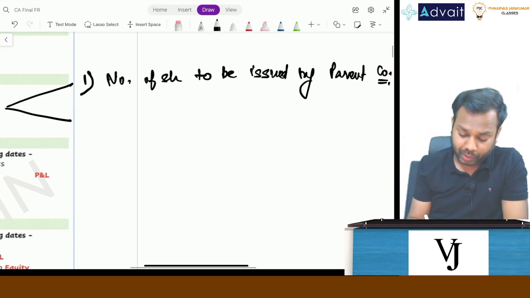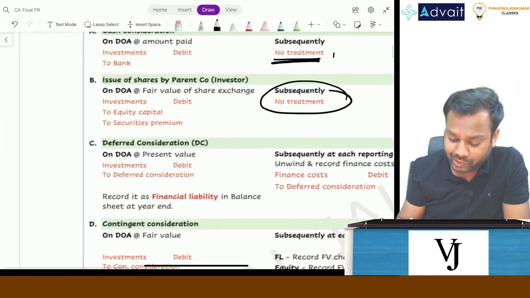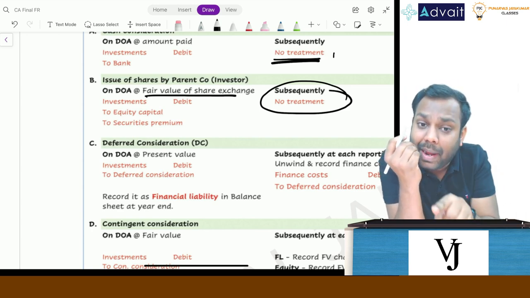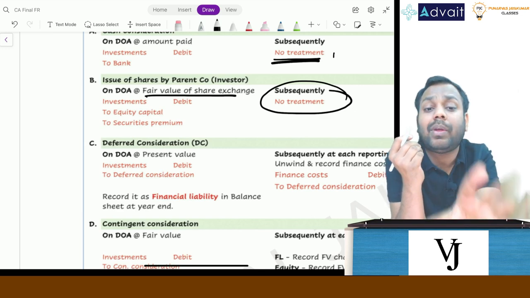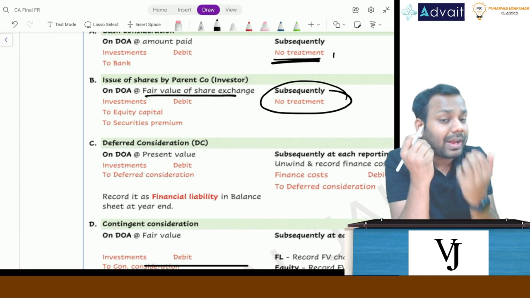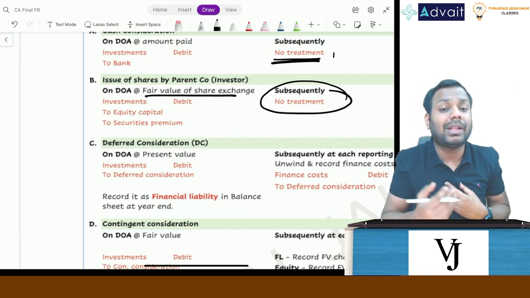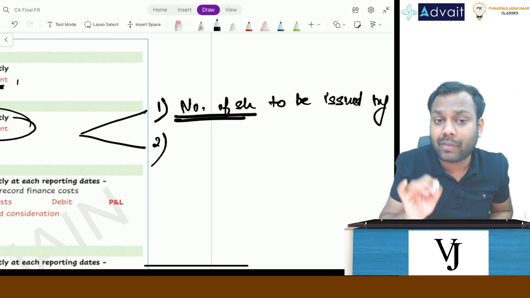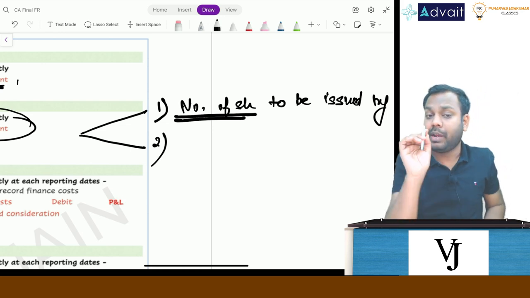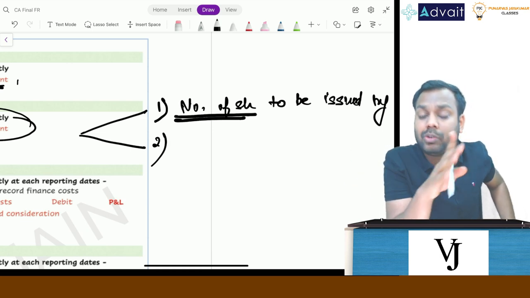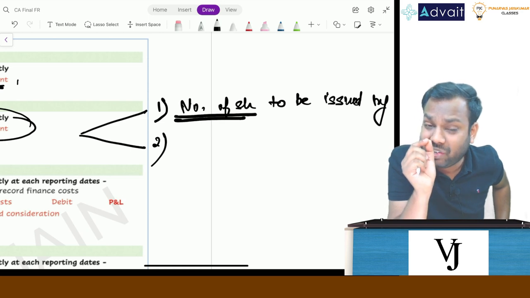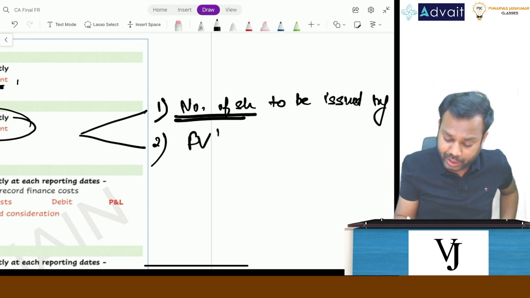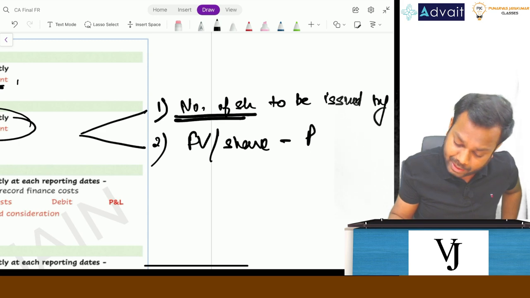The next mistake. If you have to arrive at the fair value of the share exchange, then the number of shares the parent issues should be multiplied by the fair value per share of the parent company, not of the subsidiary company, because we are calculating the fair value of the shares issued by the parent company. So though I have the number of shares to be issued by the parent company, I will multiply by the fair value per share of the parent company, not of the subsidiary company. The question will give you the fair value per share of both the companies just to confuse you, but you have to be very diligent here and take the fair value per share of the parent company and not of the subsidiary company.